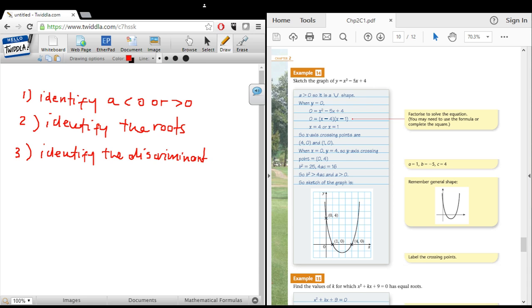Alright, so you can see that they've factorized it. Then they've identified the crossing points of the x-axis, and then they've identified the value of the discriminant. And so they say that b squared is greater than 4ac and a is greater than 0. A is greater than 0, so we know that we're going to get the U shape. They've identified the roots. There are 2 points where it crosses. So we know we're going to have 2 real roots. So it's going to look something like this.